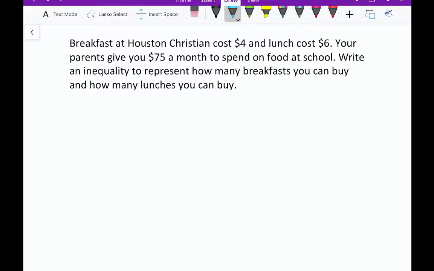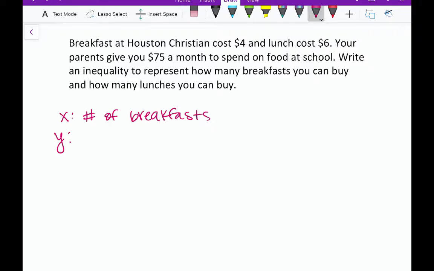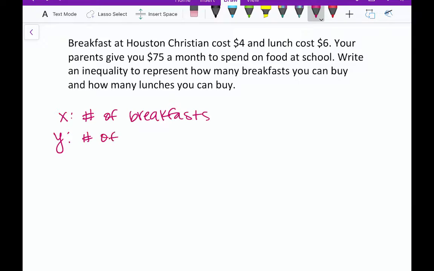All right, so in order to do this, we first need to identify our variables. And so I'm just going to call them x and y just because those are my favorite. So I'm going to say that x is the number of breakfasts that I buy. I know how much they cost. I don't know how much I'm getting. And then y is going to be the number of lunches that I get. So again, that is what is unknown. What I do know is the cost of each of those.